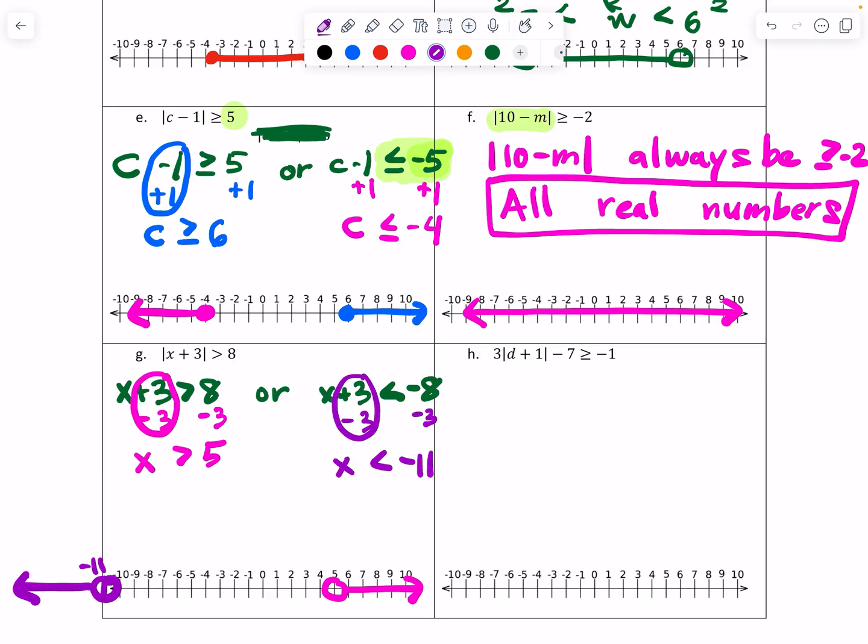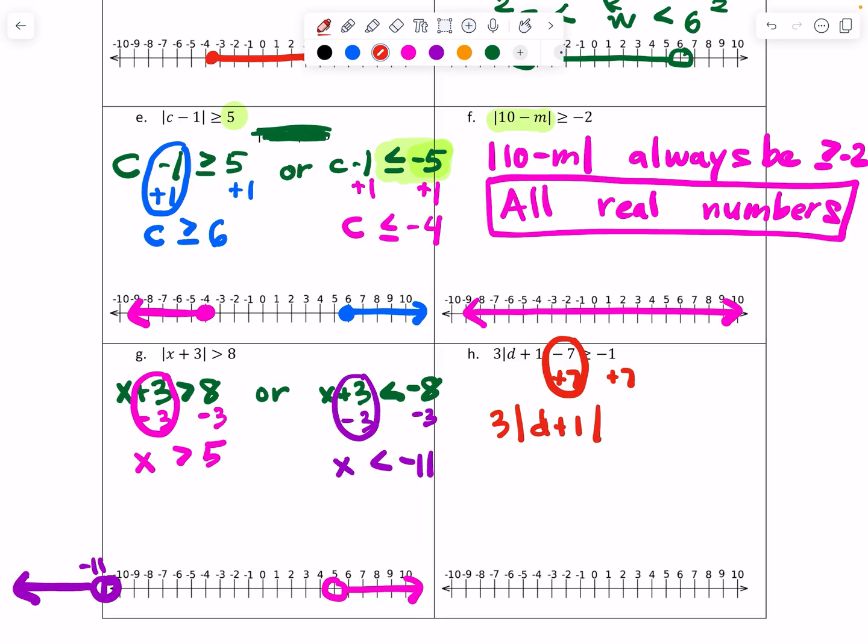Okay, this one is a little bit interesting because it's not isolated. Normally it's absolute value and then inequality, but we've got some things going on with the absolute value. So the first thing you want to do, isolate first. So what I want to do first is get rid of this minus 7. If I add 7 to both sides, then this will add to 0. And I'll be left with just 3 times the absolute value of d plus 1.